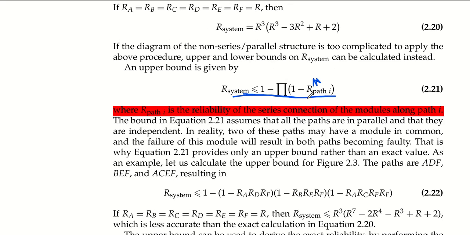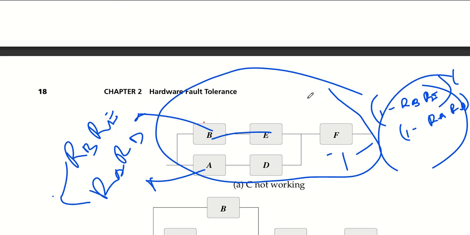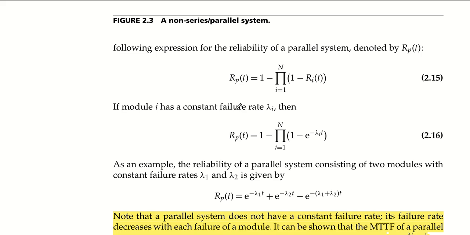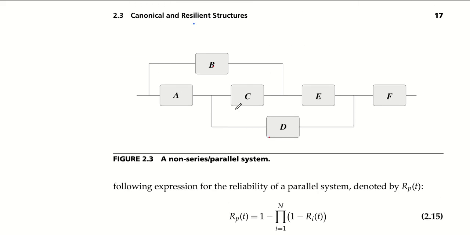So let's go back to the original diagram. This is the original diagram. Now, when you want to find the upper bound, all you have to do is find all the ways you can get to the output from the input.